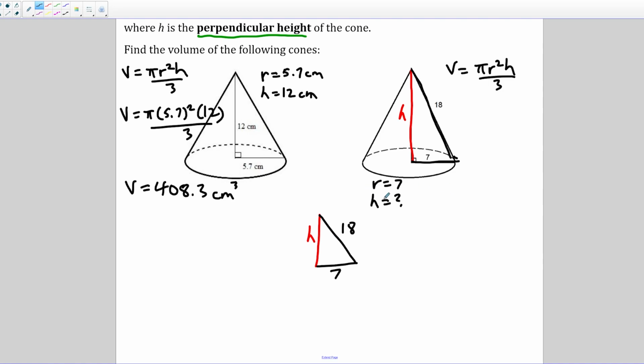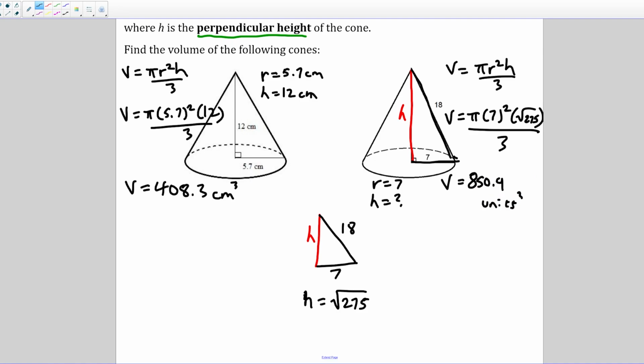For the interest of time, as we're sitting at close to, it feels like, 2 hours into this video at this point, I'm just going to go ahead and give you guys the height of this triangle, and that ends up being the square root of 275. So I'm going to plug that into my formula. Volume is equal to pi times 7 squared times the square root of 275. And I'm going to divide that all by 3. And I get a volume of 850.9 units cubed.